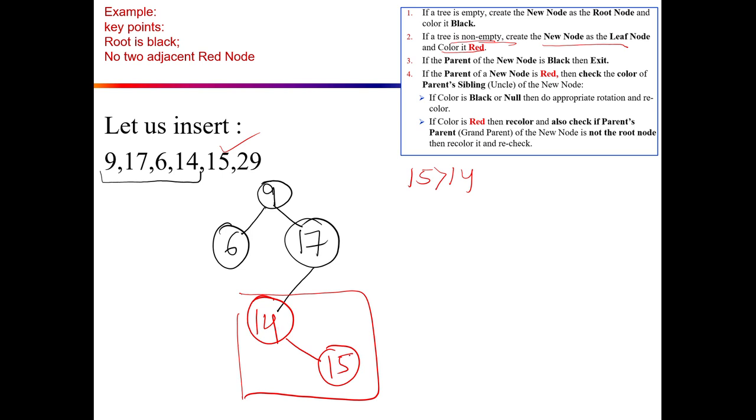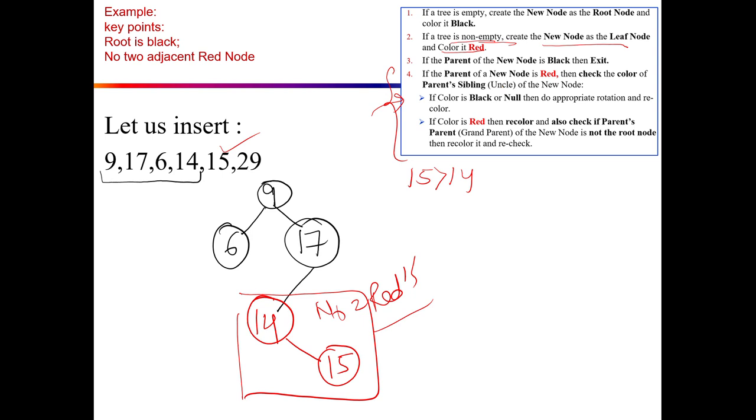So the moment we inserted 15 towards the right side of 14, there was a violation that no two adjacent reds can be allowed in a red-black tree. Fine. Now come to property number 4, rule number 4. If the parent of a newly inserted node is red, then check the color of the parent's sibling, that is, check the color of the uncle.